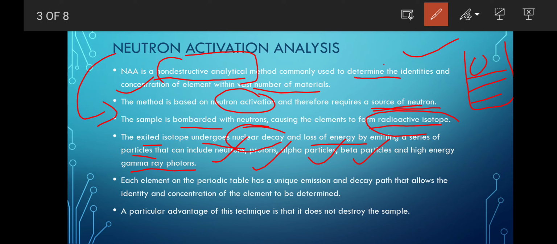An atom has a nucleus, right? In this nucleus there will be protons and neutrons, and also alpha and beta particles. Whenever we bombard this neutron onto the compound, there might be a loss from this particular compound, because it goes into a different state.